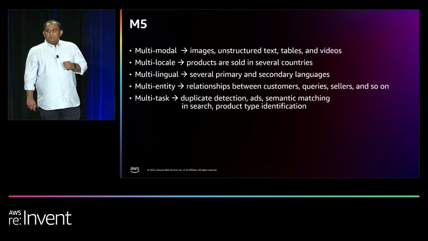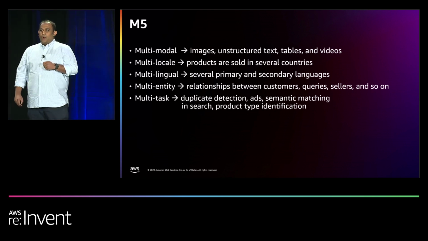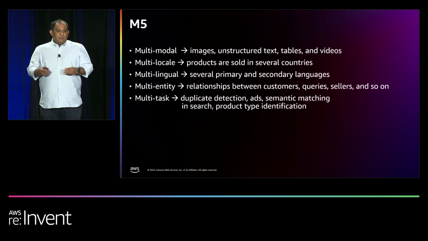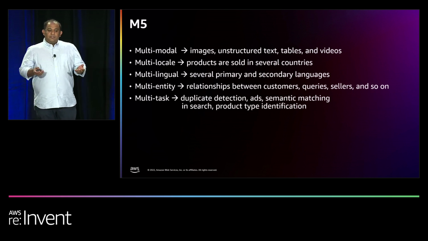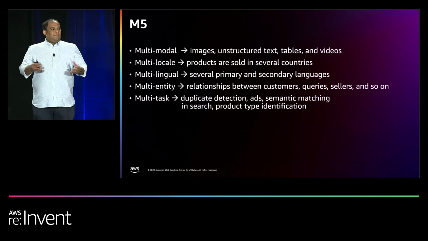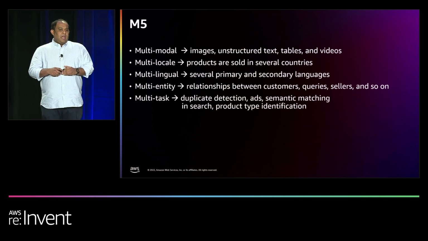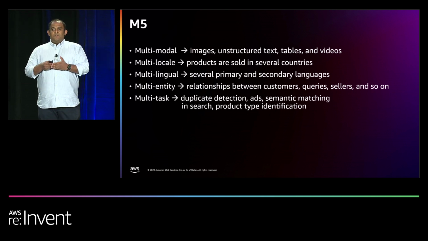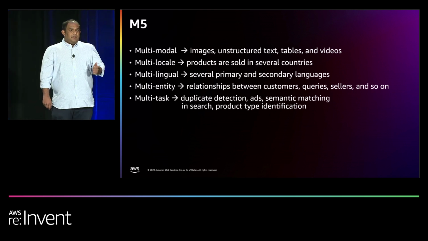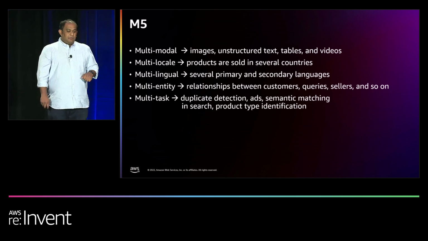Fourth is multi-entity. What does multi-entity do? In the Amazon world, when we talk about the models, we have different kinds of entities like customers, queries, and sellers. So we have to make sure the foundation model that we are building captures the relationships across these entities, so that we can give a good model to our partners and deliver it in the production system. So we need to make sure that we are learning the multi-entity relationship.